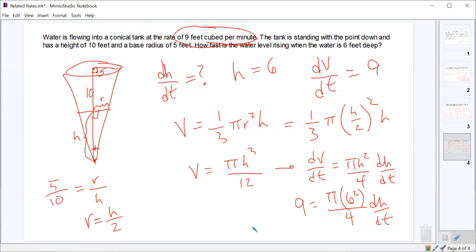And if you solve that out, what does dh/dt become? 4 times 9 is 36, divided by that 36 is a 1. So 1 over pi feet per minute. Any questions on that? Or is that good?